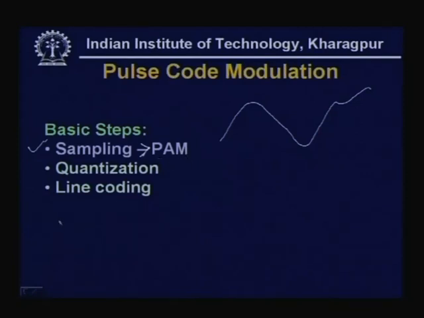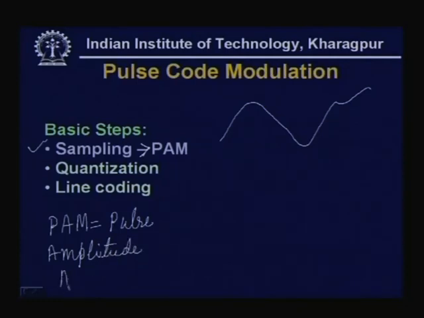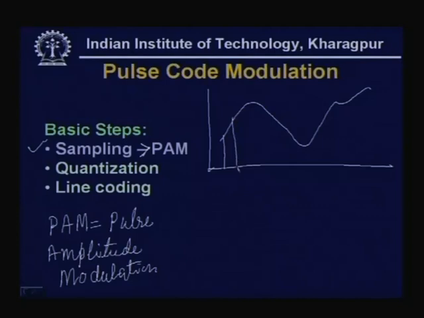PAM stands for pulse amplitude modulation. How is it done? This analog signal is sampled at regular intervals. Say this is the interval at which it has to be sampled. Obviously, the samples will be equispaced.